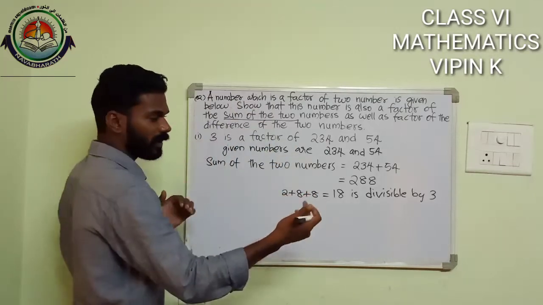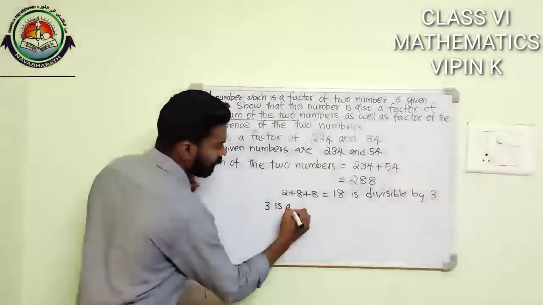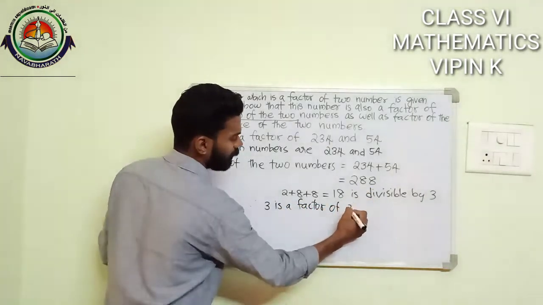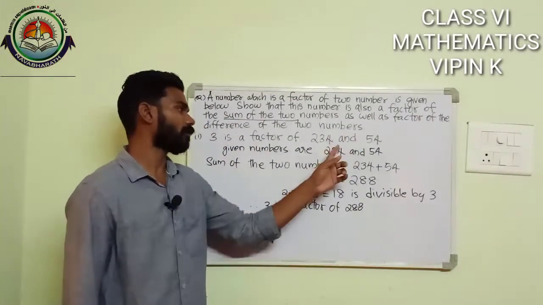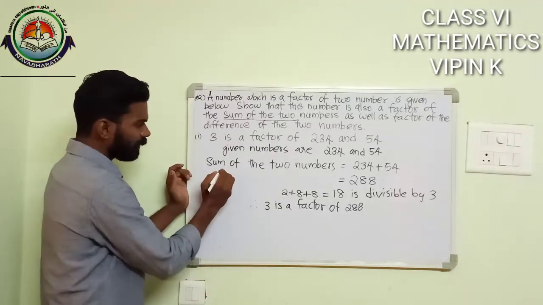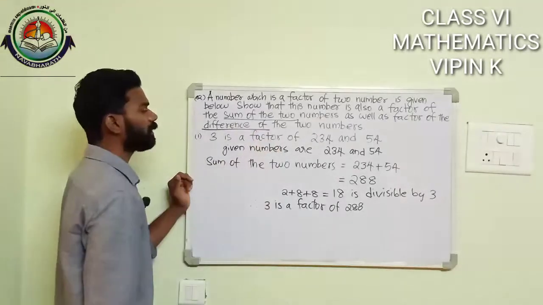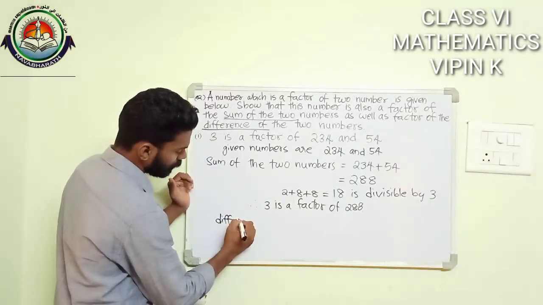Or in reverse, we can say that 3 is a factor of 288. Okay, so 3 is a factor of the sum of the two numbers. Now we want to check the difference. First of all, we considered the sum. Now we want to consider the difference. So difference of two numbers.